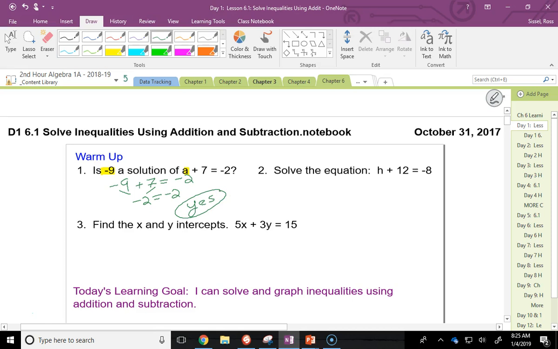On number 2, solving the equation. H plus 12 equals negative 8.